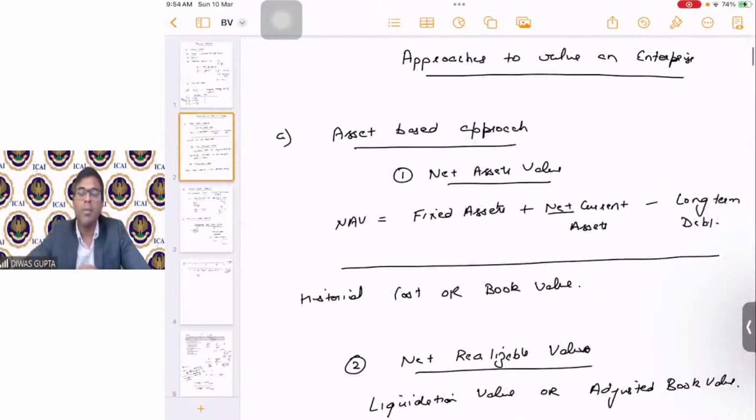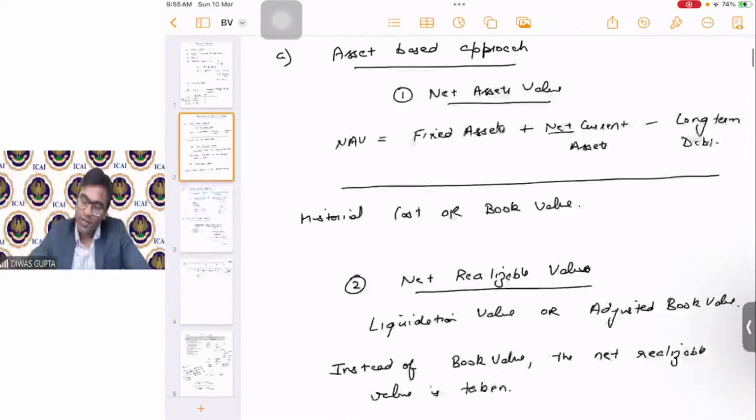Then we discussed the different approaches to value an enterprise. What were they? The first one was asset-based, which is a balance sheet approach that we discussed, right? In the asset-based approach, the second question was, what is the right value of those assets to be taken? We said that there are three ways you can take within the asset approach also. One is that you can take the current book value, which is the net assets value, which is again a historical cost, or the book value at which the assets are appearing.